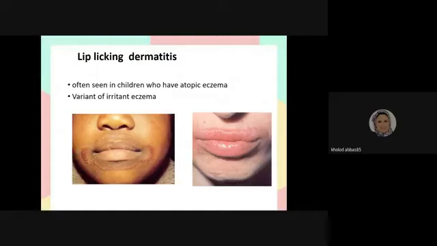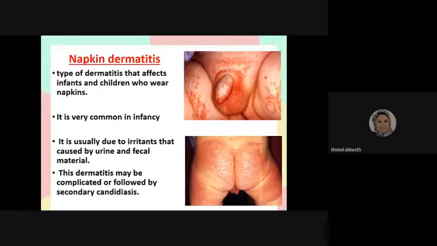It's an irritation from the saliva. Lip-licking dermatitis is an irritant contact dermatitis. Napkin dermatitis is also an irritant dermatitis, a type of dermatitis that affects infants and children who wear napkins, or even old patients, bedridden patients who wear napkins. It's usually due to irritants caused by urine or fecal material. This dermatitis may be complicated or followed by secondary candidiasis, very commonly complicated by candidiasis.